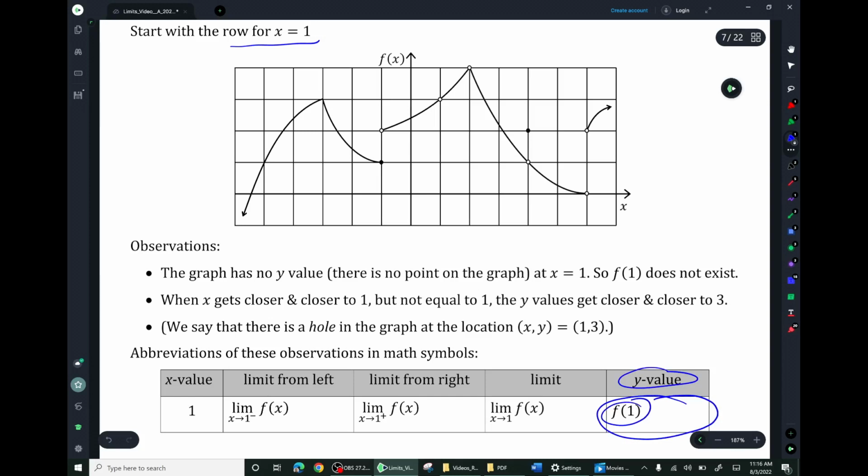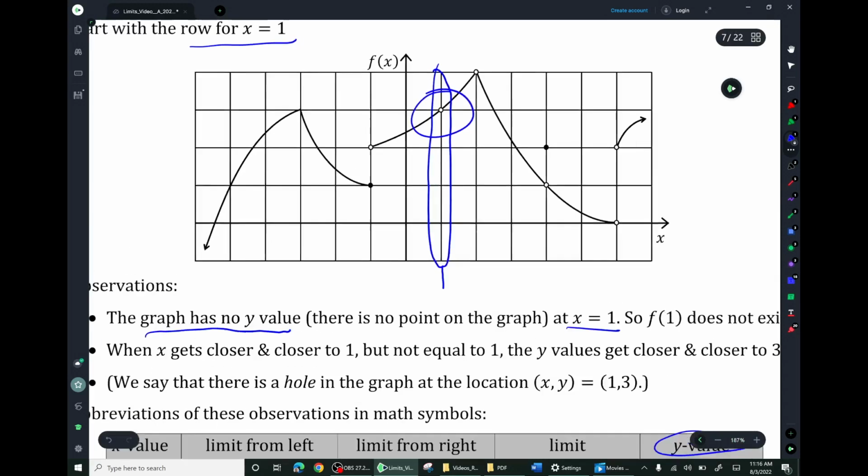This symbol, f of 1, stands for the y value when x is 1. Well, so we need to go up to the graph and find the grid line for x equals 1. That's that grid line. So observe that the graph has no y value at x equals 1. There is no point on the graph at x equals 1.